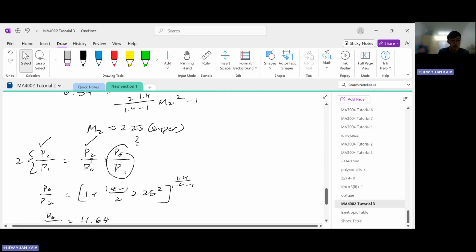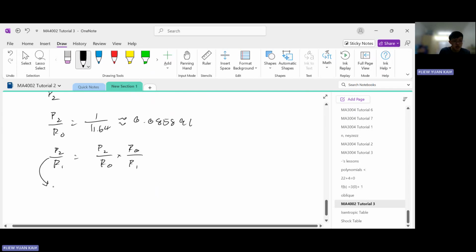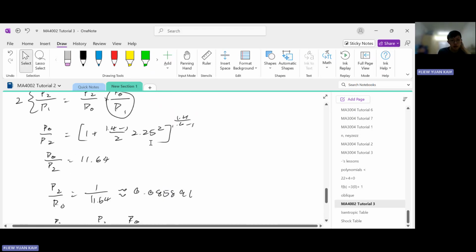This right now is unknown, so let's go ahead and do that. P2 over P1, I'm just copying down that equation that I wrote just now: P2 over P naught times P naught over P1. This one is 2, which is given to us. This one is this value, which we found just now, 0.085891, times P naught over P1. If you solve for P naught over P1, you will get 23.2852.